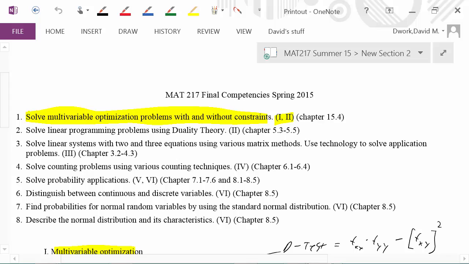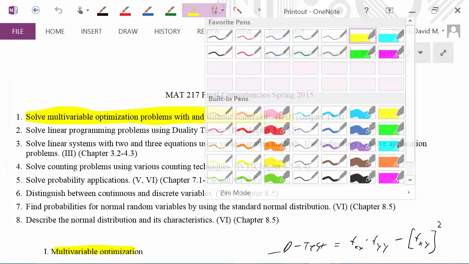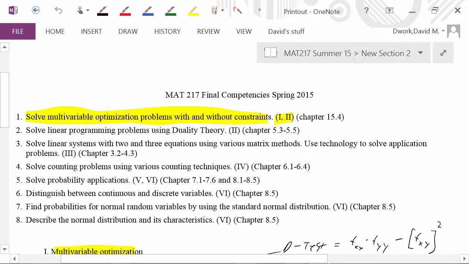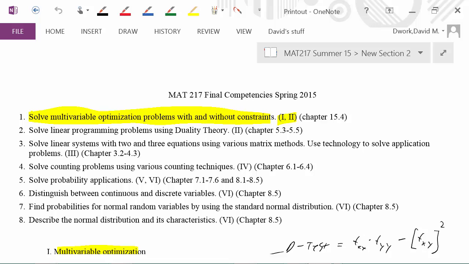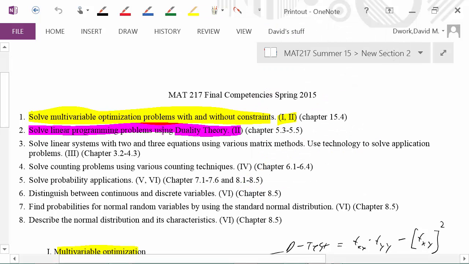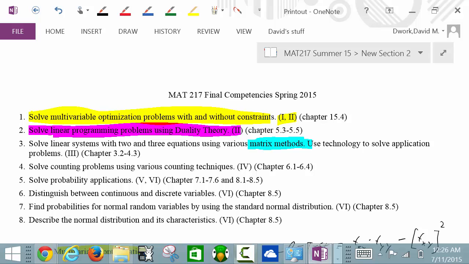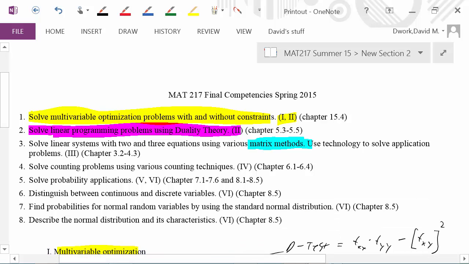So you will see here that also will correlate with the ideas covered here. I did it in purple. Pardon me, I want to make my colors match. So solving linear programs using duality theory, purple, and then I did blue for matrix methods. I have to cough, I'm going to pause the video. So now that brings us to the second half of the class.